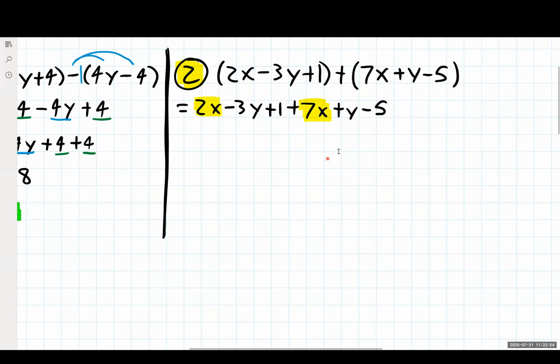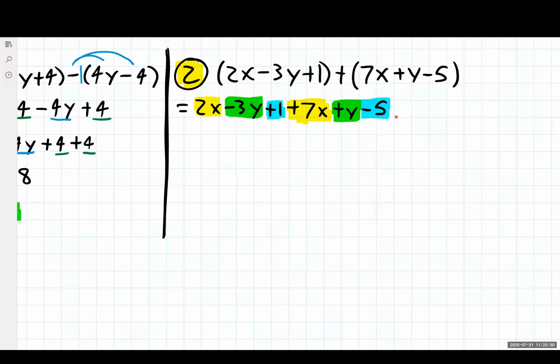Do I have any other like terms? I'm noticing, yeah, I've got this y term and a y term here. So those are like terms. We're going to highlight those in green just to show them as being like terms here. Make sure if you are doing this, you are using the term and the sign in front of it for combining like terms. And then last but not least, I have constants, I should say. I'm adding 1 here, and then I'm subtracting 5 here.